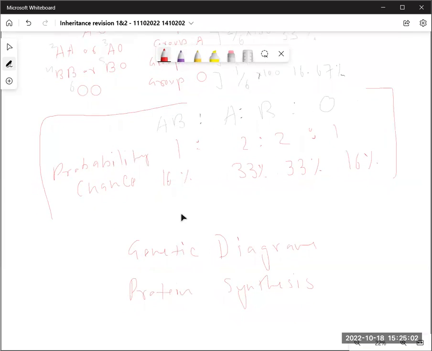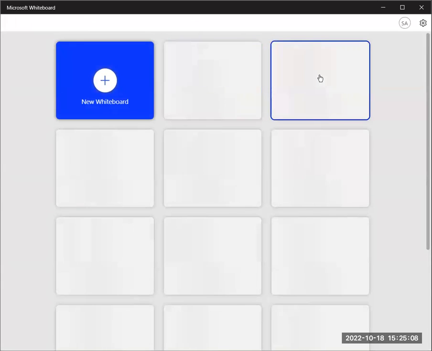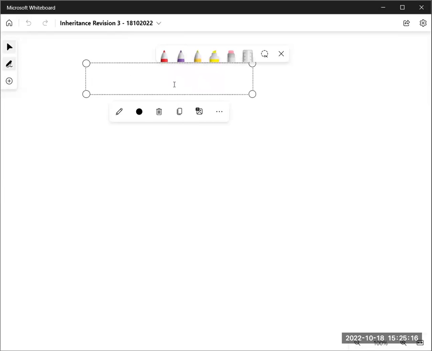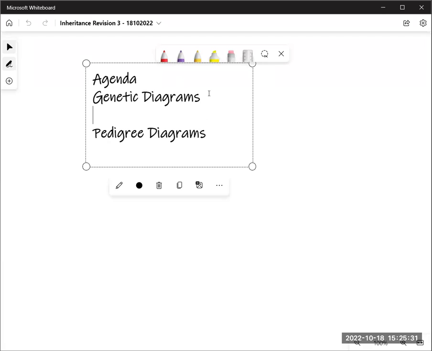That's right. Now let's start on the new whiteboard. Today we look at genetic diagrams and pedigree diagrams. So the agenda is genetic diagrams, pedigree diagrams. One more thing is sex-linked characteristics, or gender-linked characteristics. Same thing.